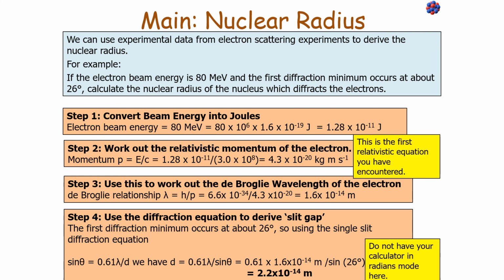Now a couple of things to note. In step 2 we did use a relativistic equation to work out our momentum, which may be the first relativistic equation that we have encountered, that P is equal to E over c. And then also please do remember that we were given our angle in degrees, so we've got to be using degrees here, so don't have your calculator in radians mode.